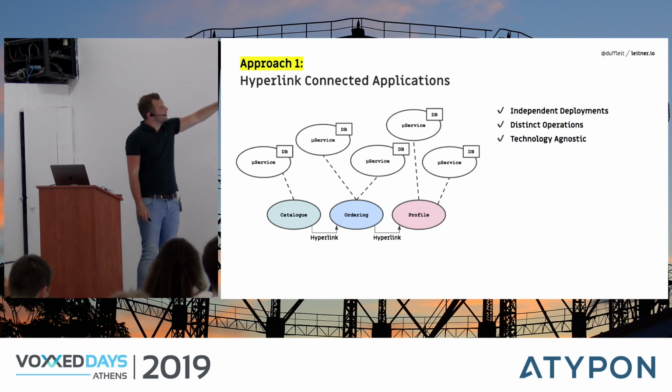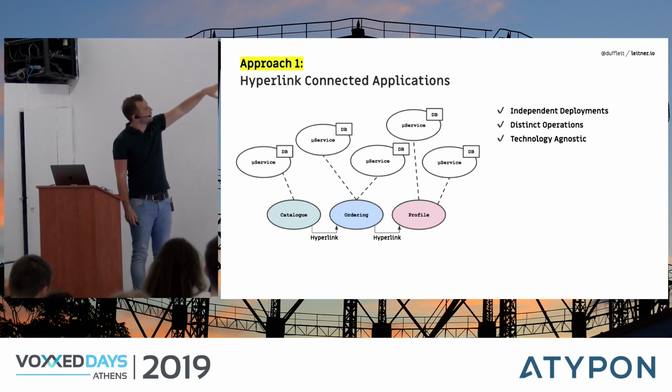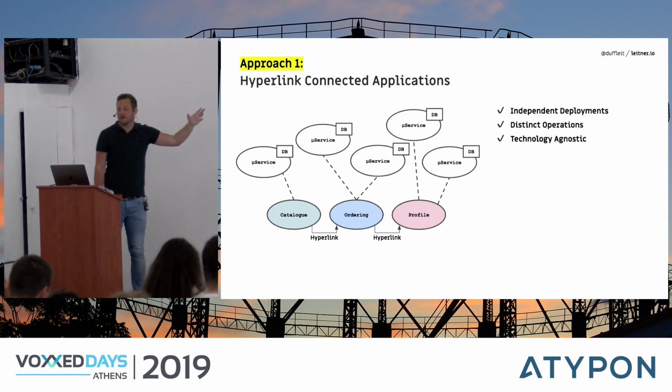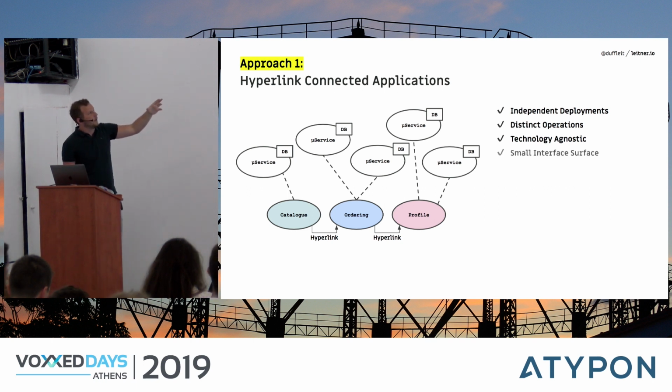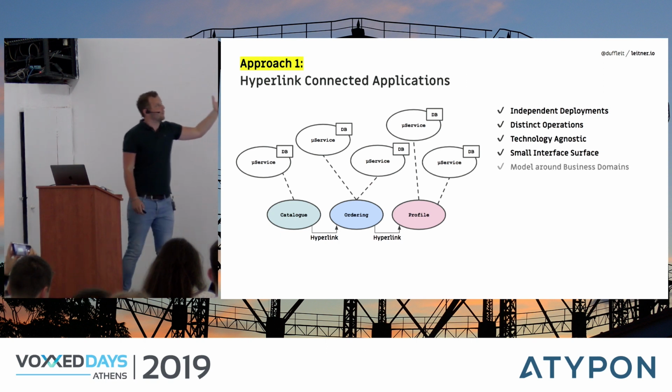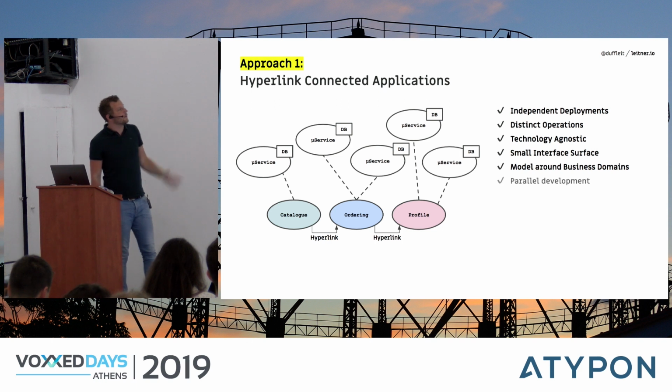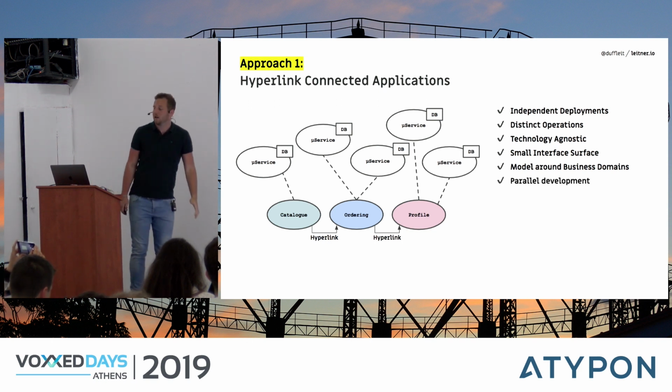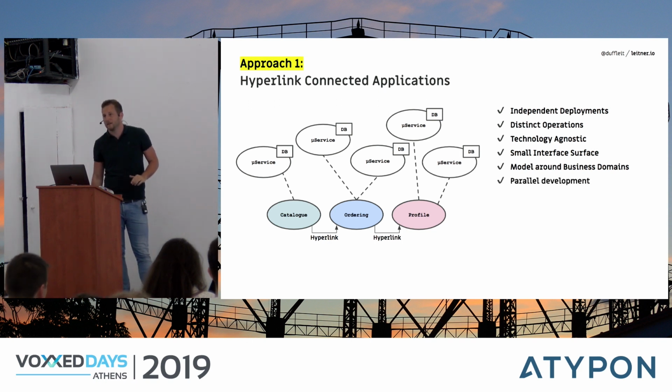We are technology agnostic, so we can build the first one in Angular, we can build the second one in React, and we can build the third one in the framework of the month. I don't know, Hyper maybe, right? We have small interface surfaces, that's clear. We just have hyperlinks between our applications. We can model around business domains, and we can finally parallelize our development, right?